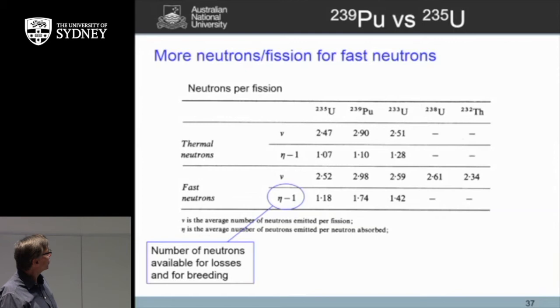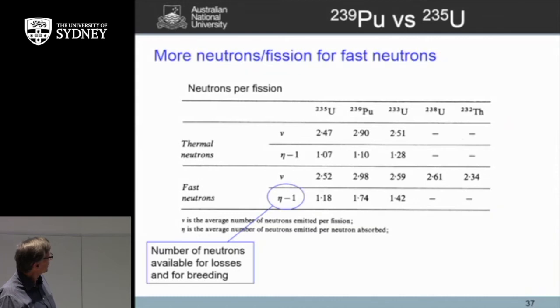It's in fact no good at thermal energies because the plutonium captures neutrons without fissioning at thermal energies. So you can never talk about breeding with plutonium at thermal energies. So we're talking now about fast reactions.